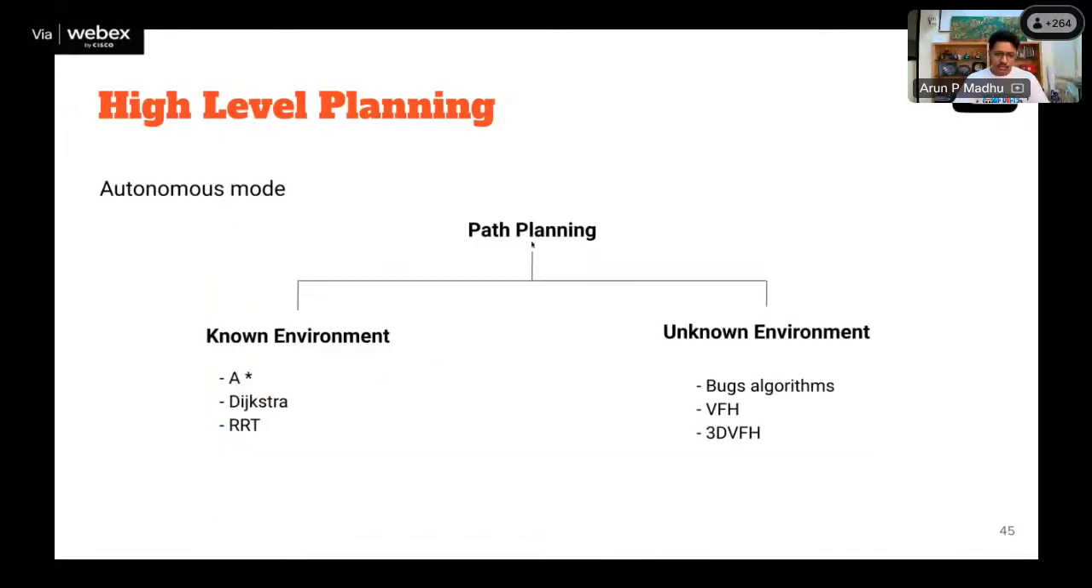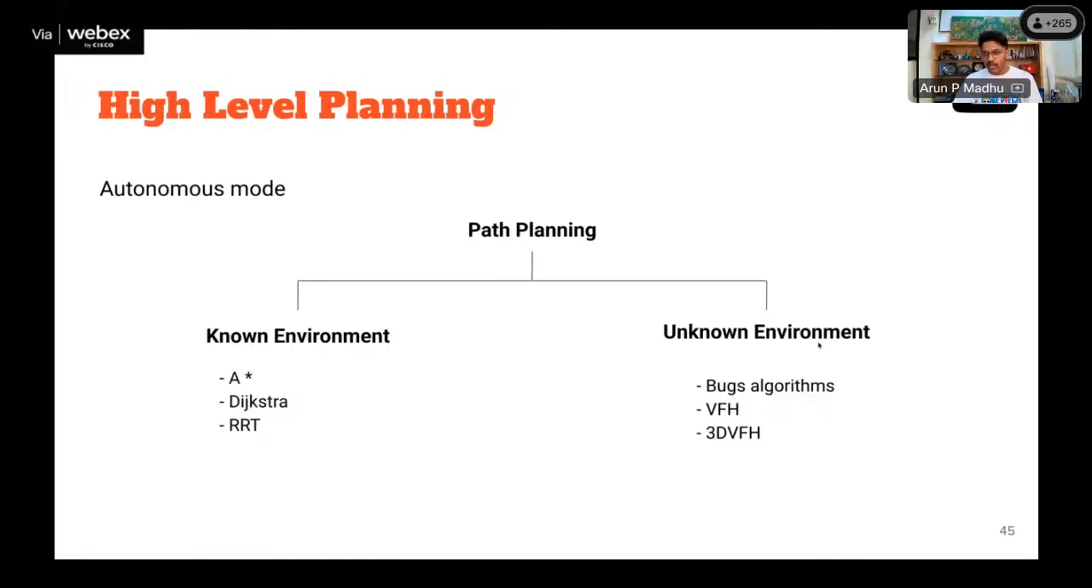Then again, on autonomous mode, if you are into research and all, instead of using apps to plan, you can use your own algorithm. You can use different path planning algorithms. For known environments you can use path planning algorithms like A star, Dijkstra, or RRT. I hope some of you might be familiar with this.